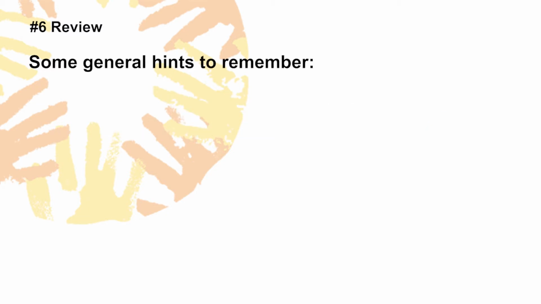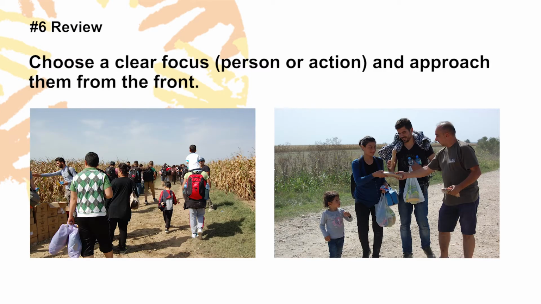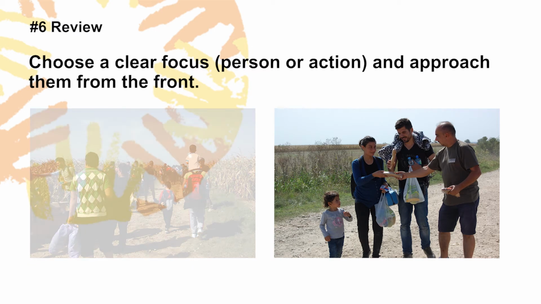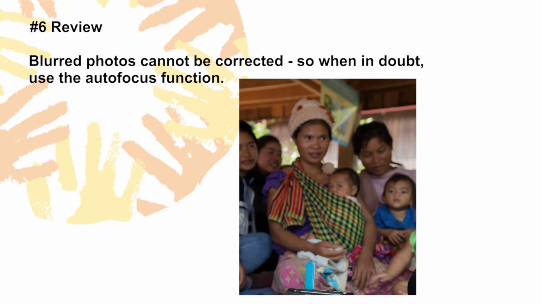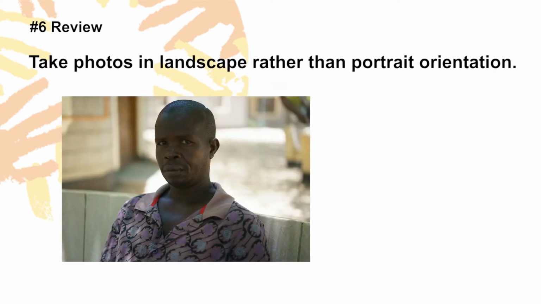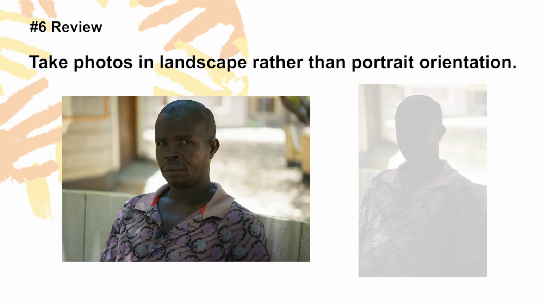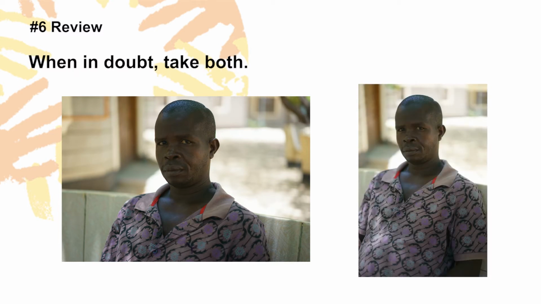And for a review, some good general hints to remember. Choose a clear focus, person or action, and approach them from the front. If you take 10 photos of the same thing, then delete 9 of them. Blurred photos cannot be corrected, so when in doubt, use the autofocus function. Take photos in landscape rather than portrait orientation, as landscape can be used more easily for websites, documents, etc. When in doubt, take both.